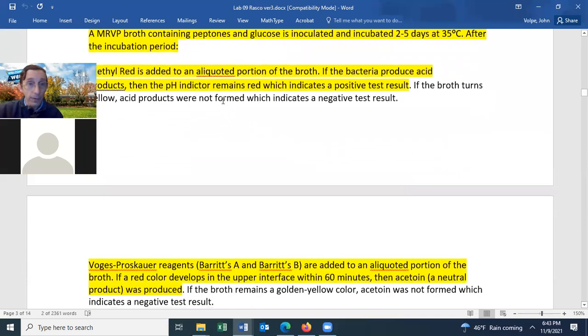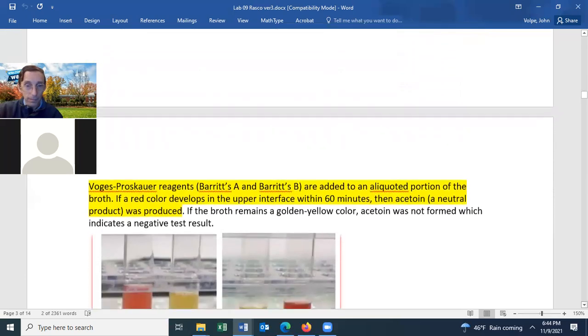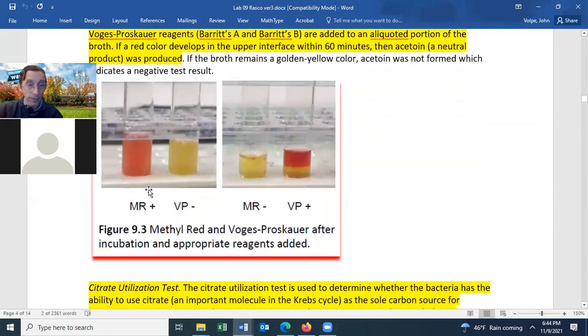So you add methyl red, a dye, to the methyl red media that has bacteria growing in it. And if the dye remains red, it indicates a positive result for the methyl red test. If the dye switches from red to yellow, then it is negative. Let me show you the colors down here. So there's methyl red positive, and then VP negative.